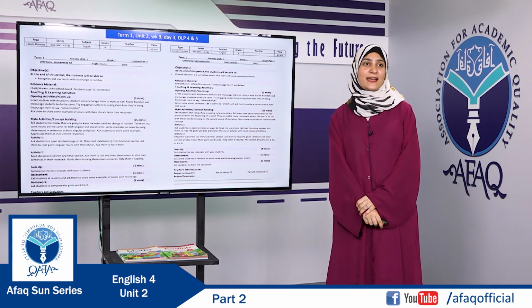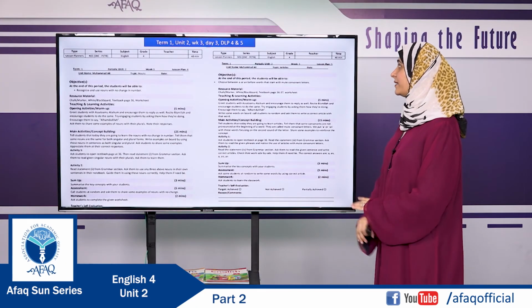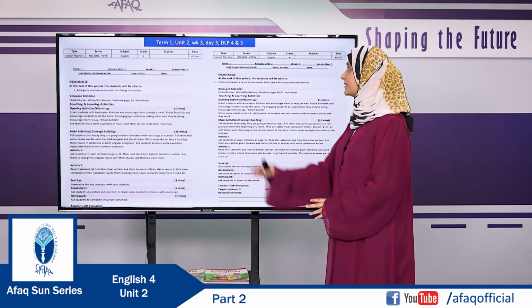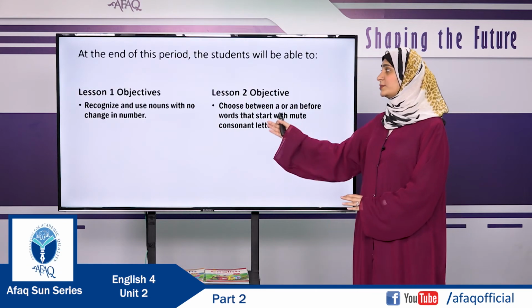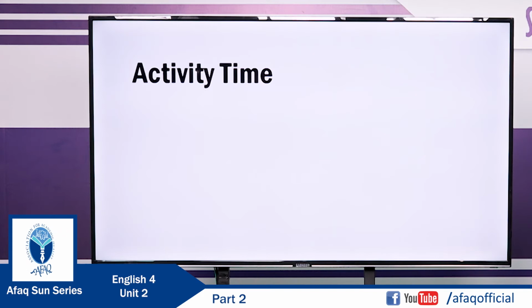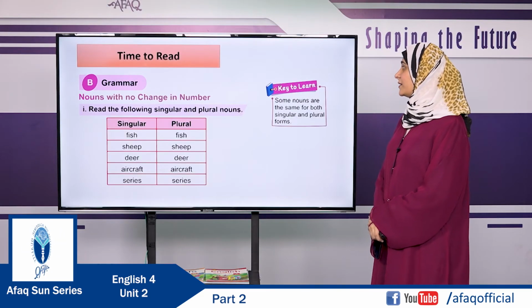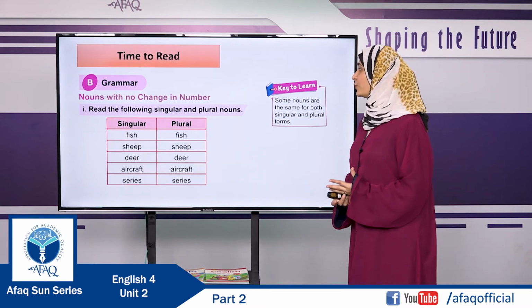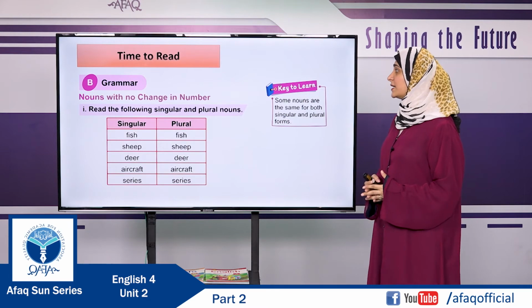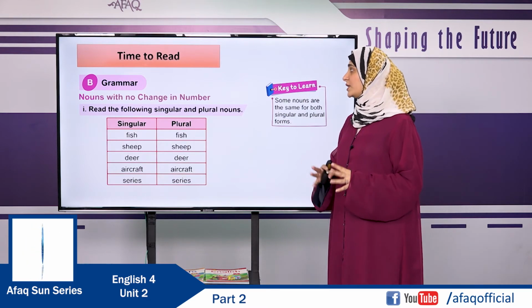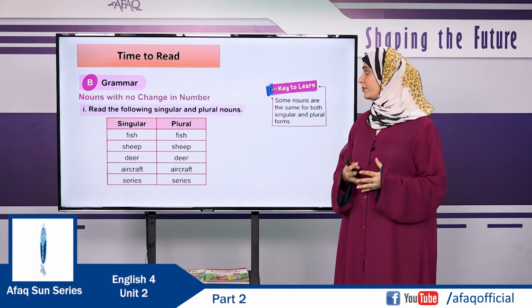Dear teachers and parents, now we are heading towards our Term 1 Unit 2, it's Week 3 and now the Day 3. We will cover the DLP 4 and 5 that will cover the learning objectives as follows. Let's start our activity. In this exercise, we will read the following singular and plural nouns. These nouns will be having no change in the number when they will be written in the plural form.